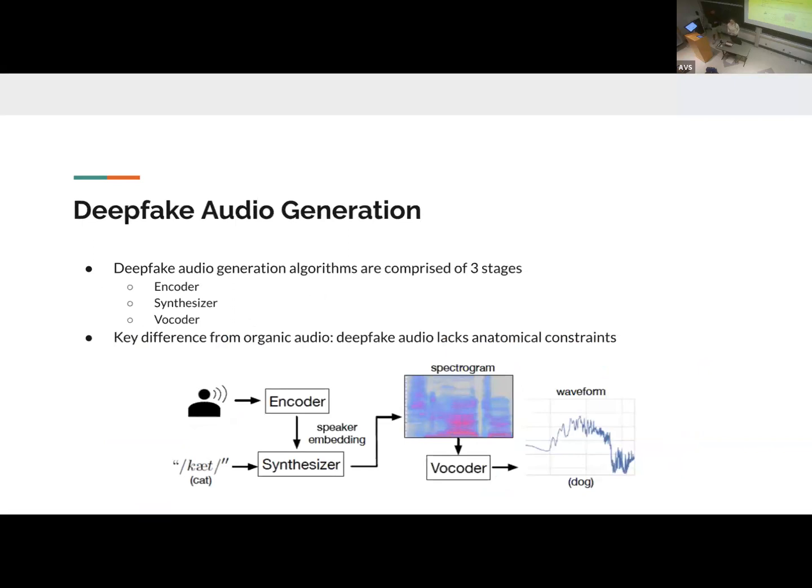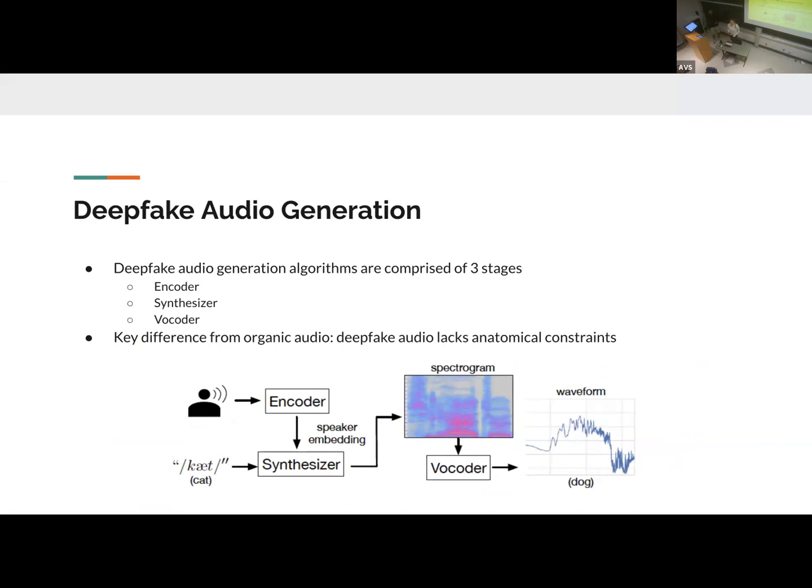Now about how deepfake audio is generated. Deepfake audio generation algorithms are comprised of three stages: an encoder, a synthesizer, and a vocoder. The paper treats deepfake audio generation as a black box process, so we won't go into more detail about these three, but if you're interested, it's all in the paper.